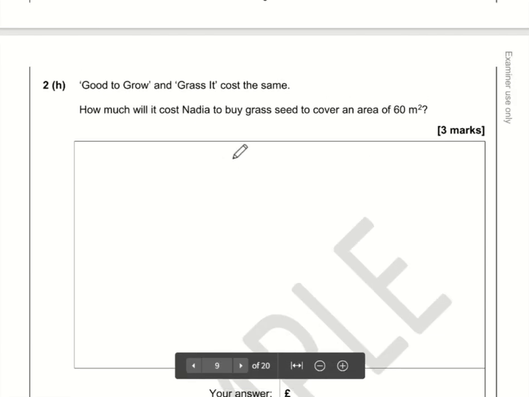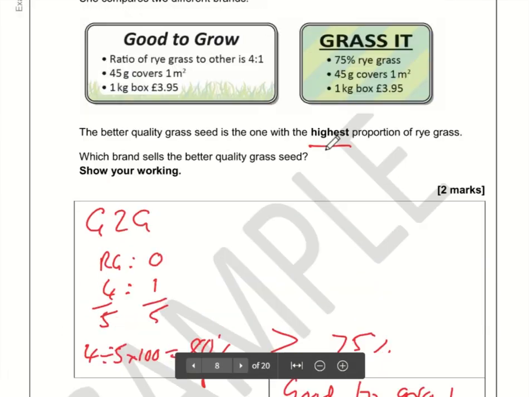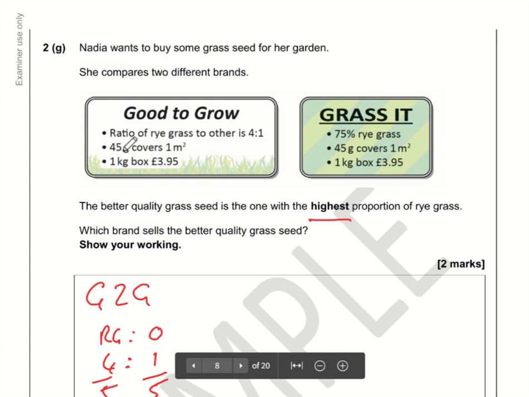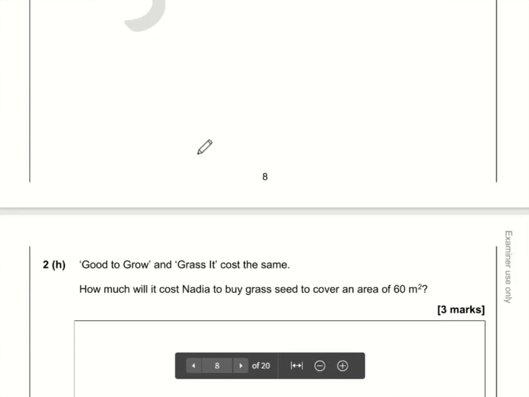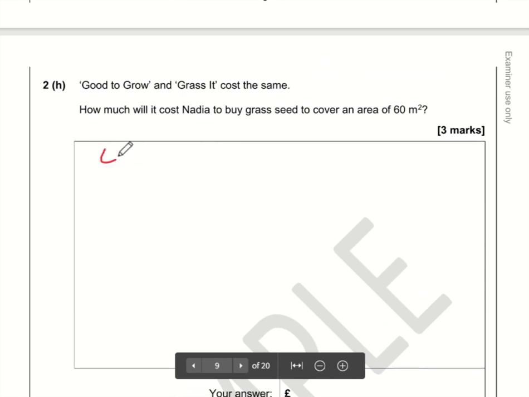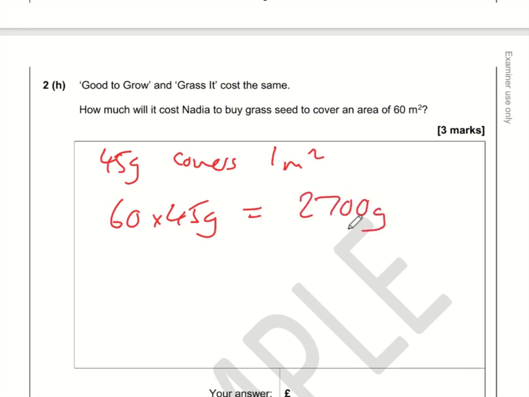So how much will it cost Nadia to buy grass seeds to cover an area of 60 metres squared? Okay, so we know that 45 grams covers 1 metre squared. So therefore she's going to need 60 lots of 45 grams, and 60 times by 45 grams is 2,700 grams.